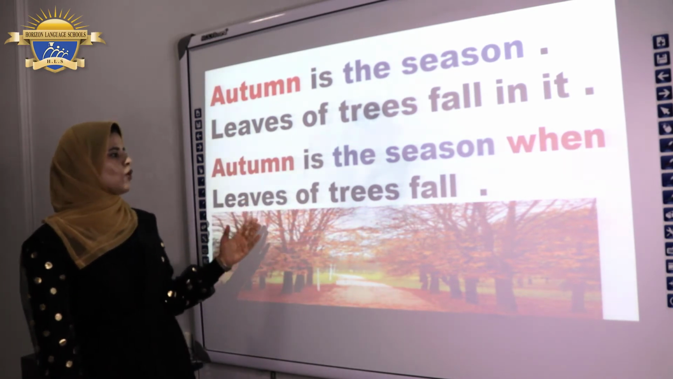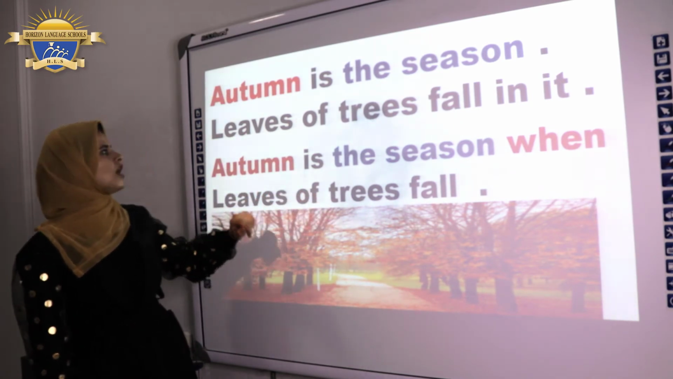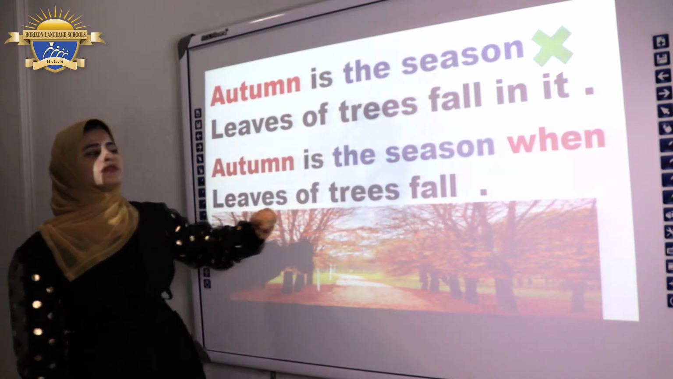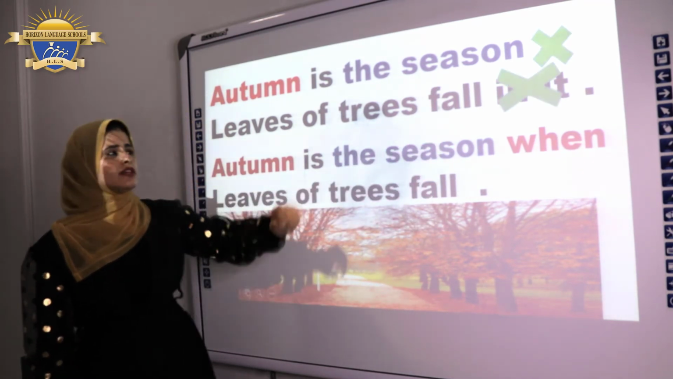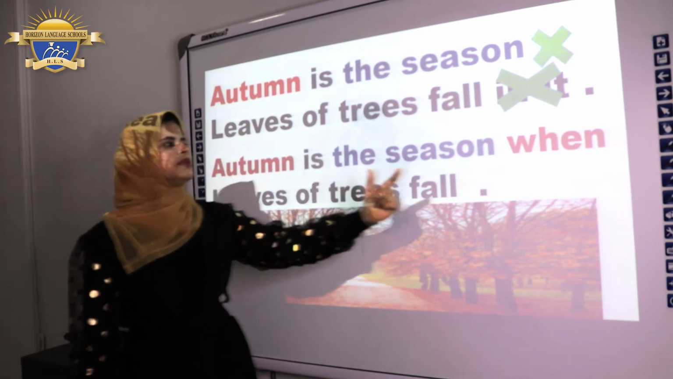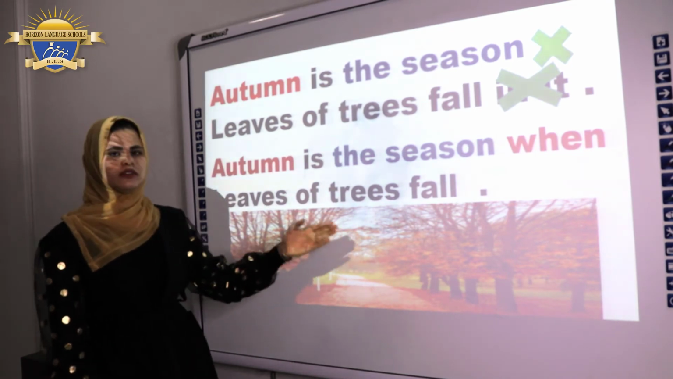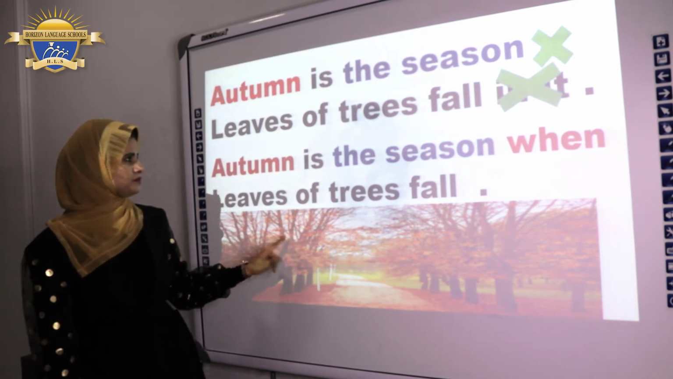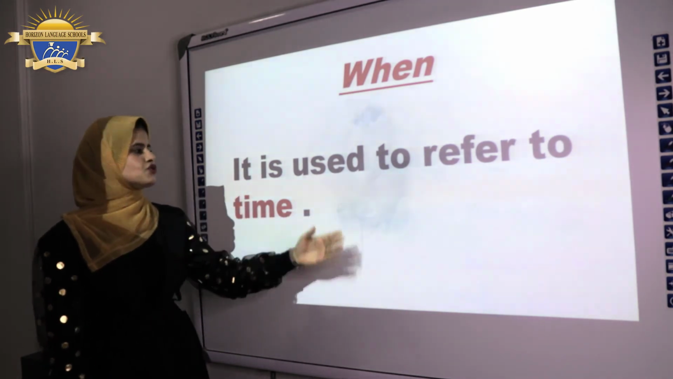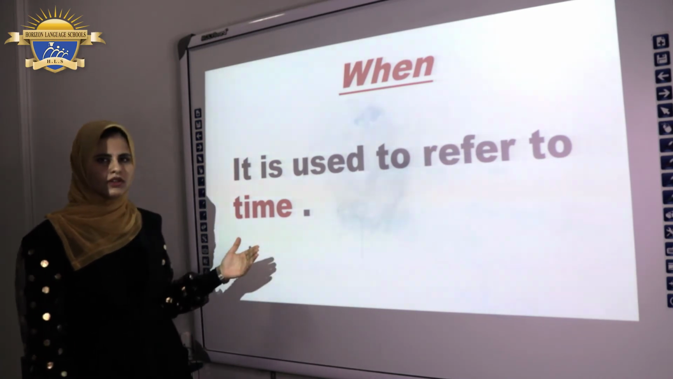Okay? What have we done? We put the first sentence, autumn is the season. Then I deleted the full stop and deleted what? In it. Because it refers to the season, the time autumn. And then we replace it with when. Then the second sentence, leaves of trees. To conclude, when? It's used to refer to time.